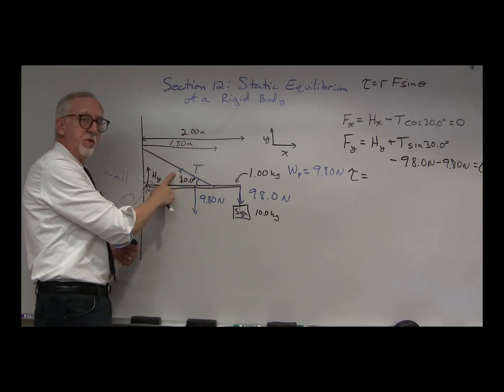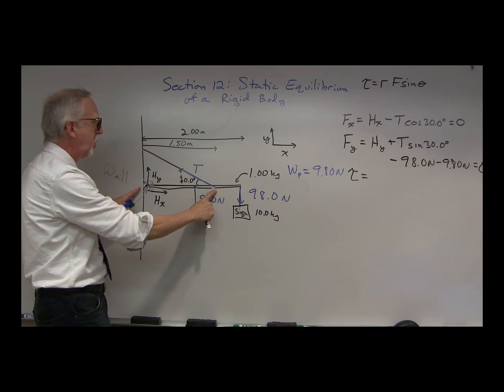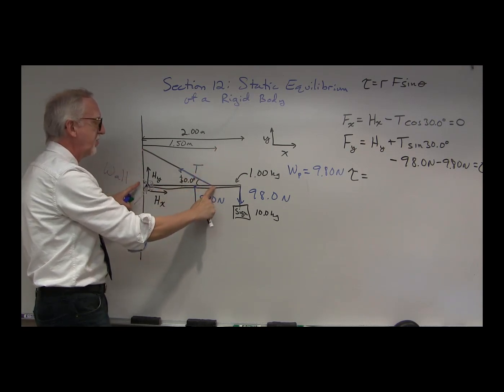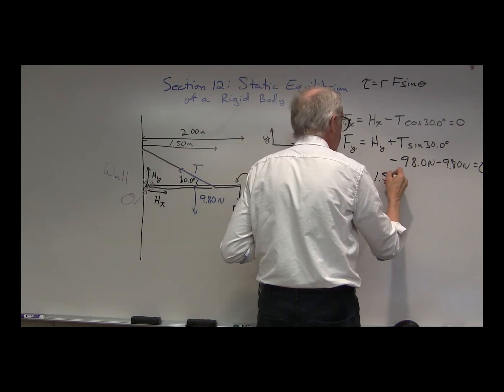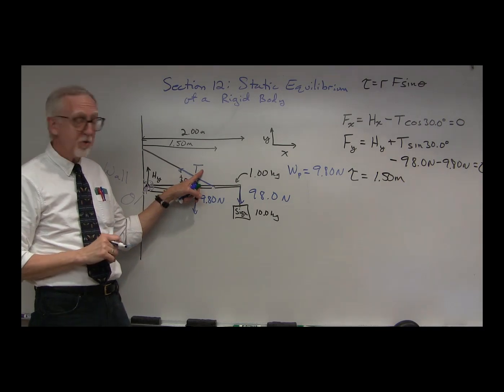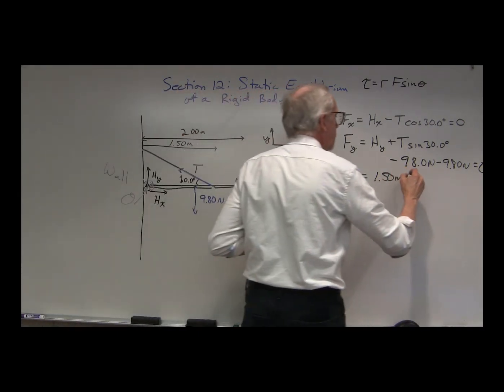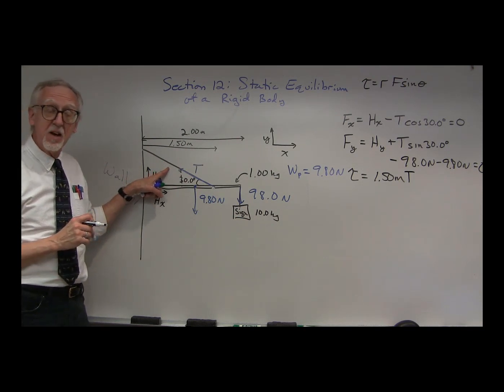The tension. So what is R for the tension? Well, let's assume that it is attached to the pole 1.5 meters from the building. So R for the tension will be 1.5 meters, times the force. What's the force? Well, we don't know what T is. So T times sine theta.